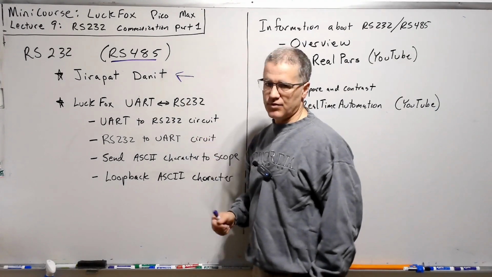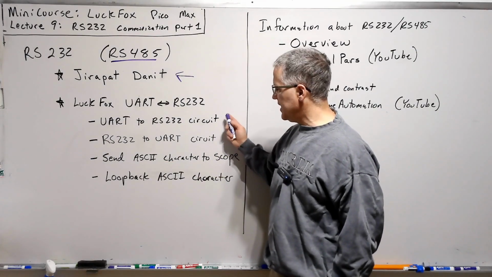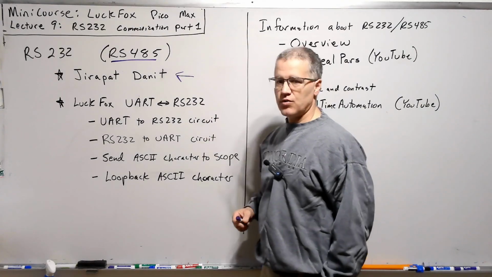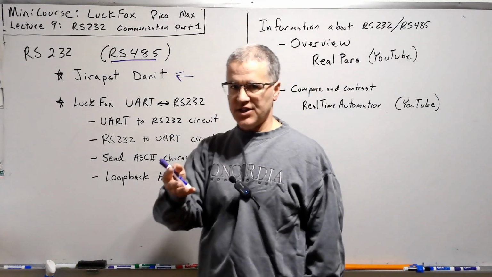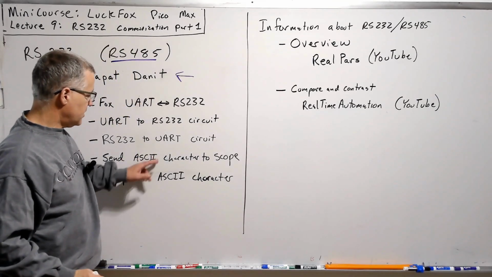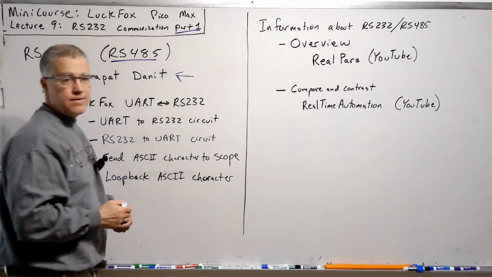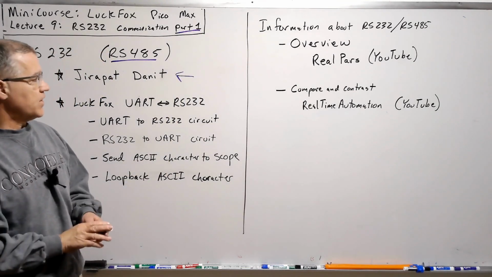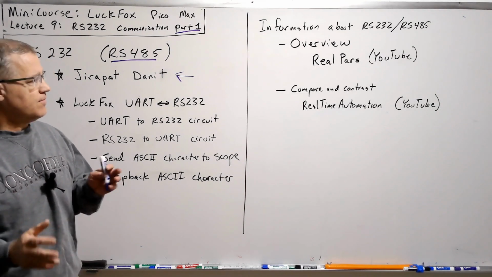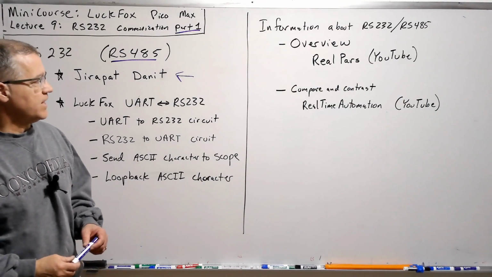We're just going to be using one UART. We're going to first send a character to a scope, so we'll be testing this circuit. Then we'll write a loopback that will test both of these circuits, where the UART transmits, it gets converted to RS232, and then we convert it back to UART. So that will be the nature of part one, and then in part two we'll bring in more. We'll communicate from one LuckFox to another, and we'll maybe communicate with some other devices if we can.